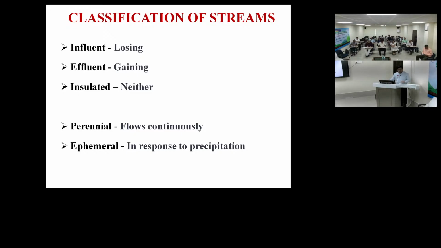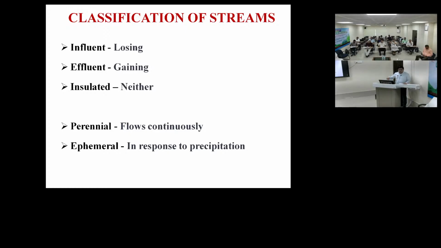In insulated streams, neither does it recharge nor gain, because ultimately why it happens is that sometimes the surface water table goes below the groundwater table. So in that case, ultimately a gradient is created. So the gradient causes the groundwater to recharge. Mostly it happens in the lean season.